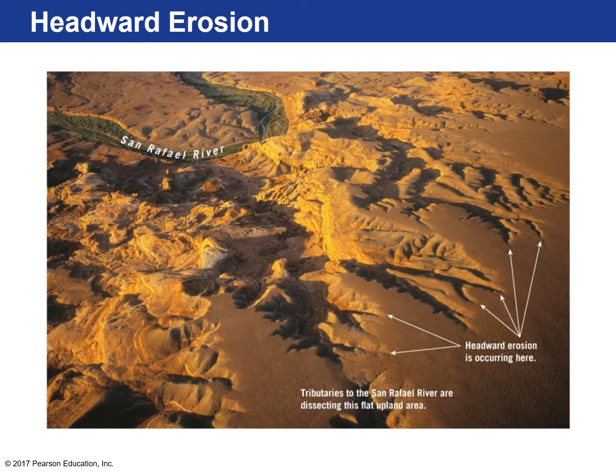And then here's what I'm talking about with that headward erosion business. Here's the beginnings of a river, or tributaries that feed into the San Rafael River. So the erosion continues this way. This is headward erosion. Erosion is going to continue in this direction and lengthen the course of this river.